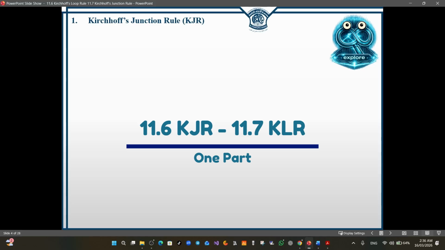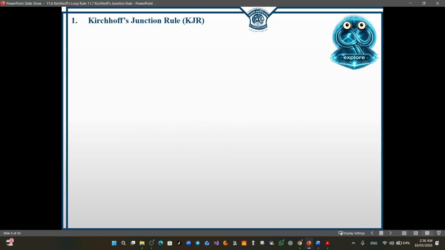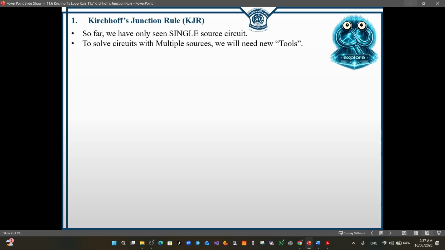Today's topic 11.6 and 11.7, Kirchhoff's loop rule and Kirchhoff's junction rule. So let's jump right in. Kirchhoff's junction rule, or the KJR. So far we have only seen single source circuits. To solve circuits with multiple sources, we will need new tools.